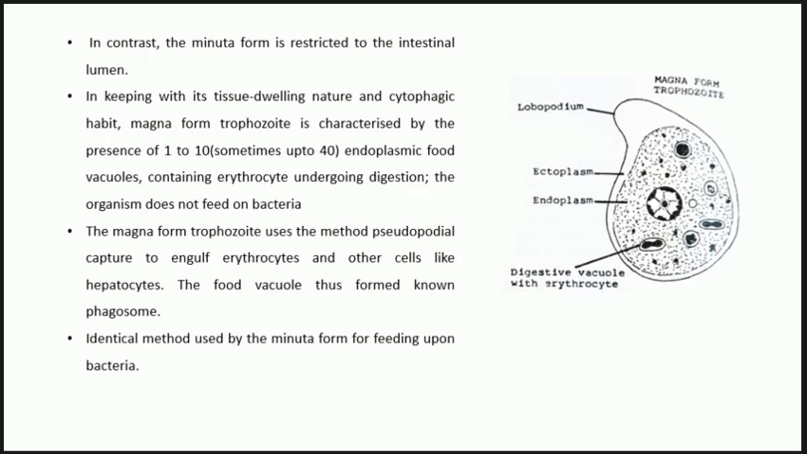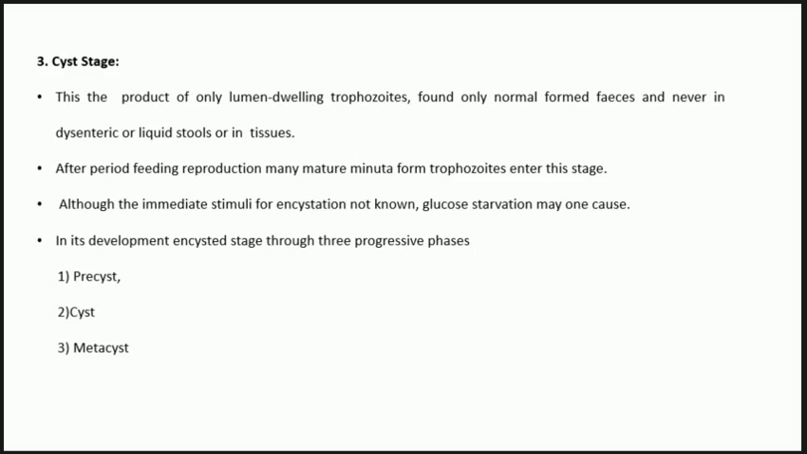Now the third and the last stage. After that we will see the life cycle. So, cyst stage. After the magna, the product of only lumen-dwelling trophozoites is found only in normal formed feces and never in the dysenteric or liquid stool or in the tissues. So the cyst stage is found in the fecal matter and not in the dysenteric or liquid stool or in the tissues, remember.